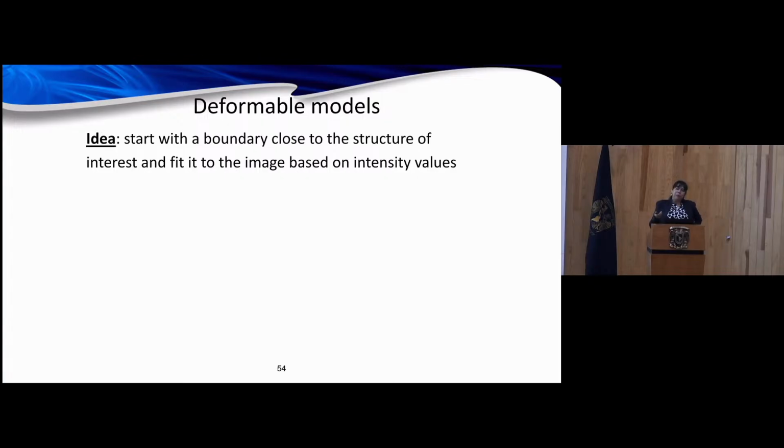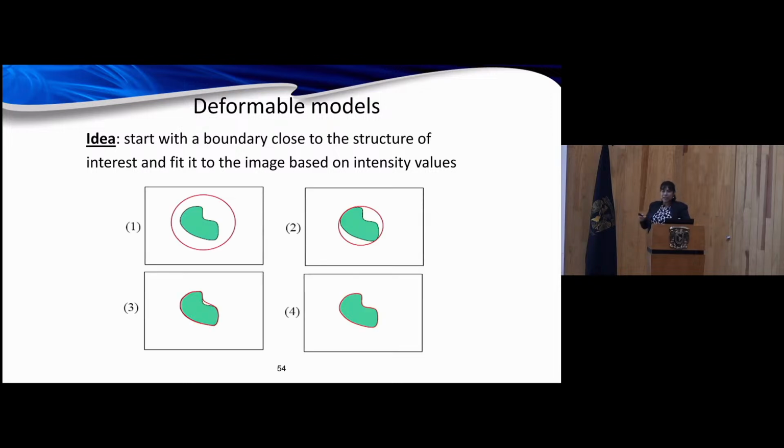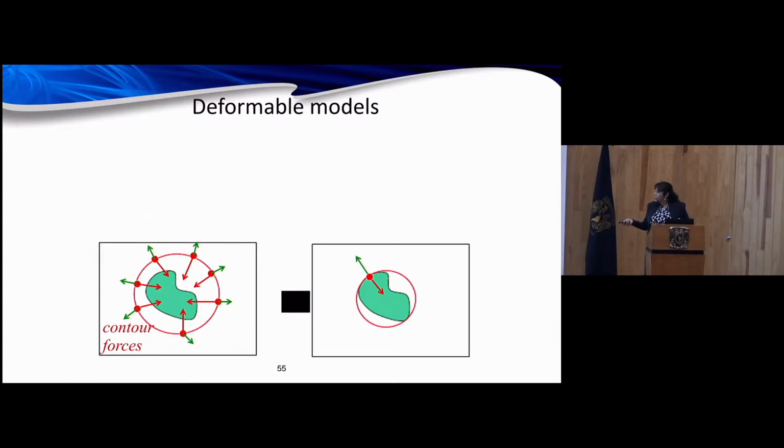There are also deformable models. We are almost finished and getting to deep learning. With deformable models, the idea is to start with a boundary close to the structure. Let's say I have an elastic cord, and I have the structures, and I stretch the elastic cord a lot so that it surrounds them, staying outside. With this deformable contour, if I release it, it will start to go into the borders or edges of the image in order to fit them.